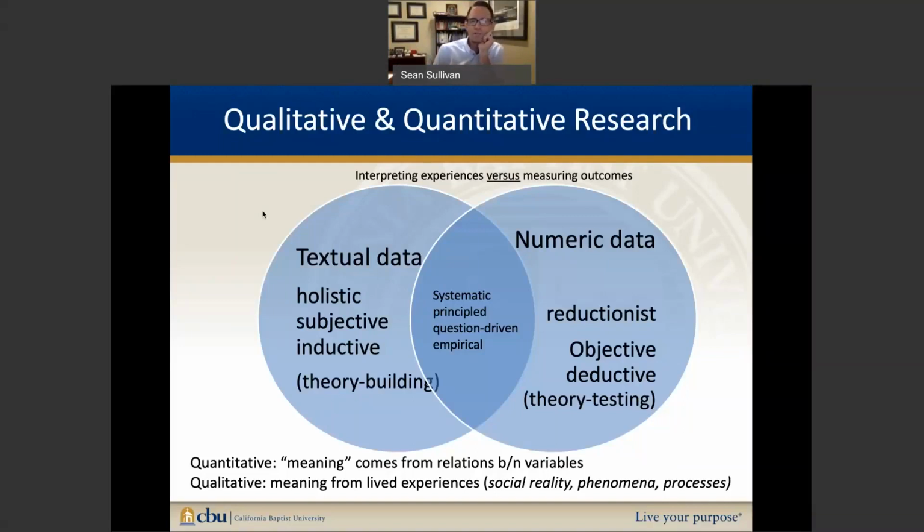So on the quantitative side, we would say the whole approach is objective and deductive, in order to test certain pre-existing theories, and is primarily focused on reducing this complex phenomenon into smaller parts and doing that in as controlled a way as possible.